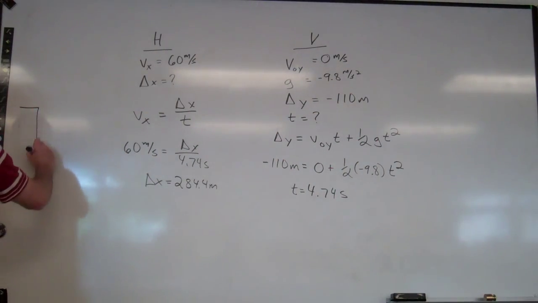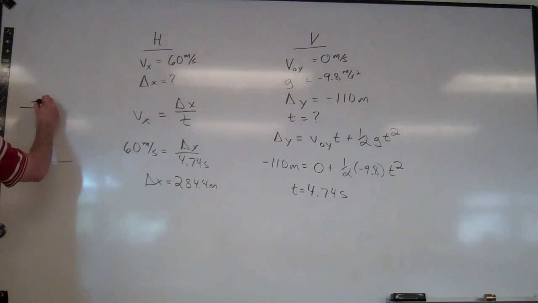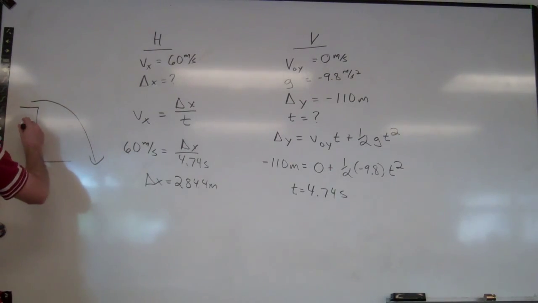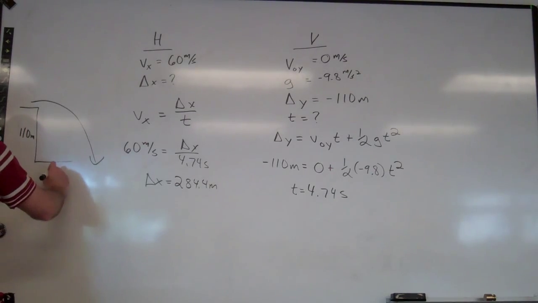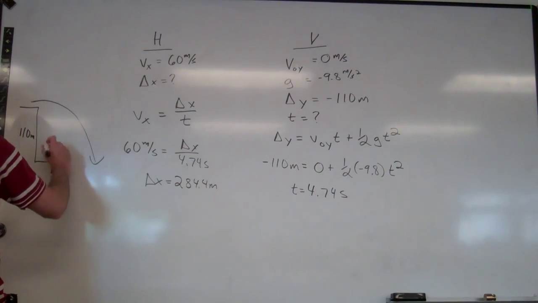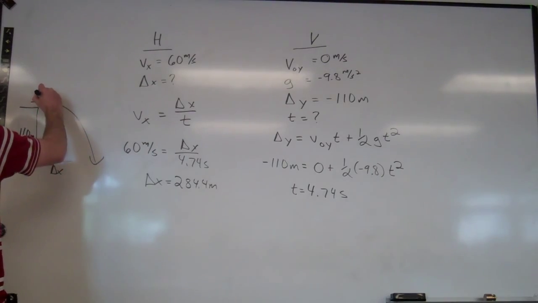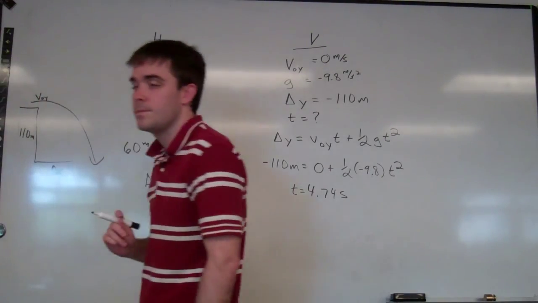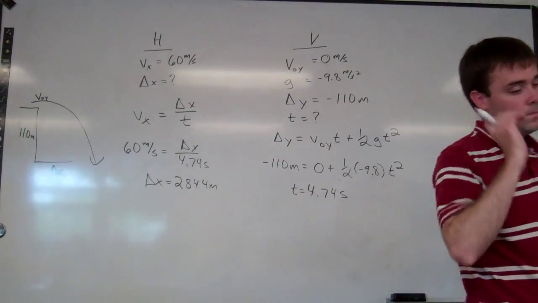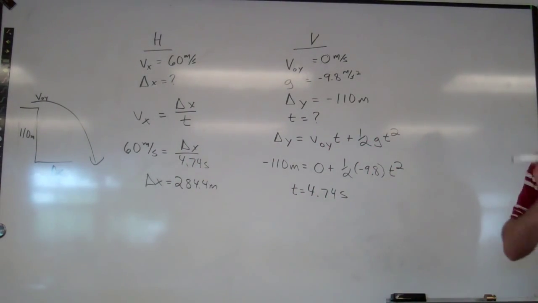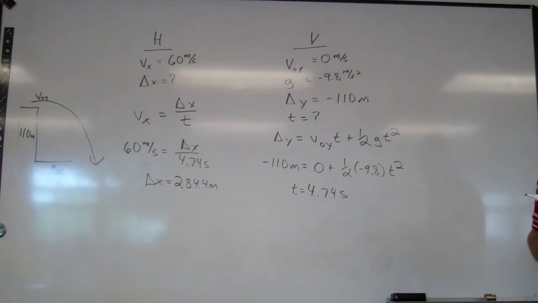So the diagram looked like this. It's going off, it falls like that. So that would be 110 meters. This would be delta x, what we're looking for. That'd be V0y that it is launched with. Alright, can I erase this?